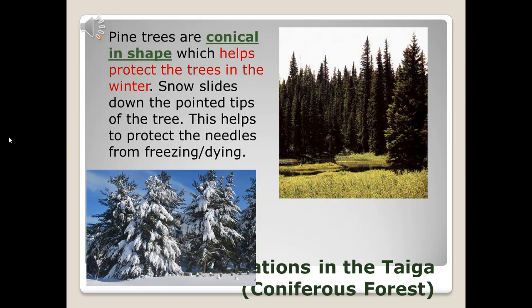Let's take a moment now in your data table to identify some adaptations of the plants that live in the taiga. Pine trees. Pine trees are conical in shape, the shape of a cone, which helps protect the trees in the winter. Because of this adaptation, snow will slide down the pointed tips of the tree. This helps to protect the needles from freezing or drying and dying during the winter.